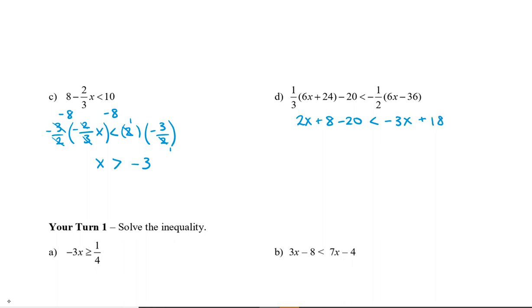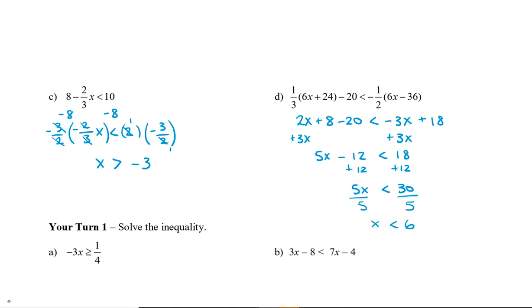So let's combine like terms. I'm going to add 3x to both sides. So now I have 5x. And at the same time, I'm going to go 8 minus 20, which is negative 12. And then I have less than 18. I'm going to add 12 to both sides. So I have 5x is less than 30. And then my last step is to divide by 5. And I have x is less than 6.